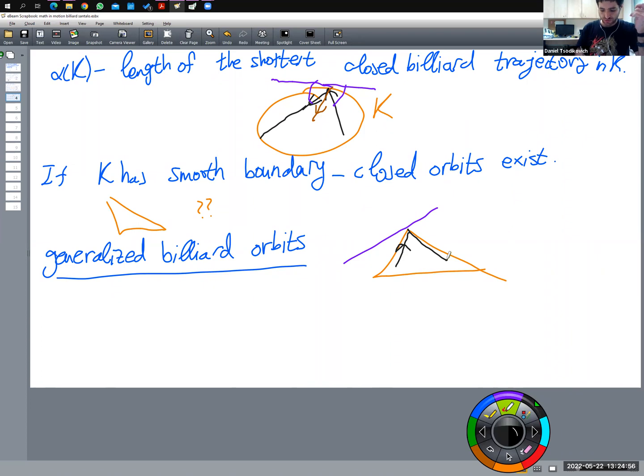And if we make this definition, then obtuse triangles suddenly have very nice billiard orbits, which are just the altitudes. This is a generalized billiard orbit because it is perpendicular to the tangents at both endpoints. So this is a closed billiard orbit in an obtuse triangle.